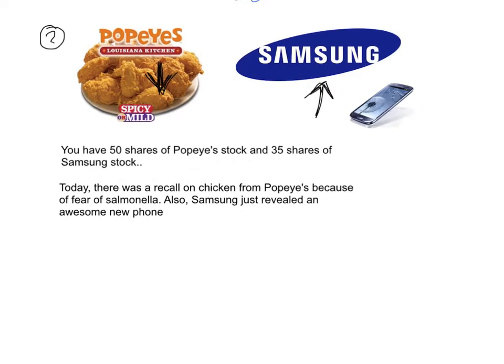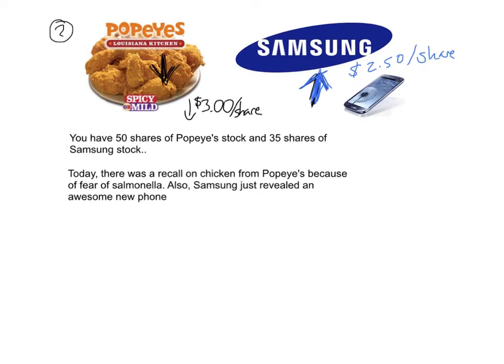So those are some inferences we can make, but let's say that Popeyes chicken, you had 50 shares, and let's say it dropped by $3 a share. So the value tanked $3 a share. Now Samsung, I'm going to do this in blue. Oh, that's black, so let's do blue. Samsung: the phone was revealed and their stock shot up $2.50 per share. So what does this mean? Well, it means you're going to have a change in the value of your portfolio. So you're going to have a total change. And how are we going to figure out that change?